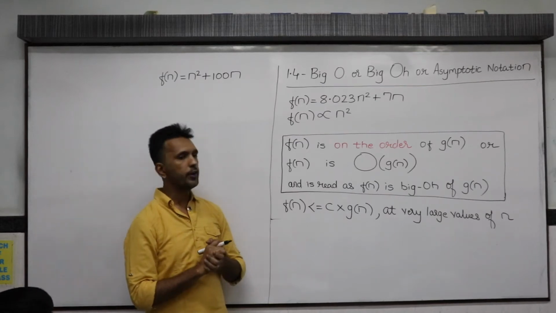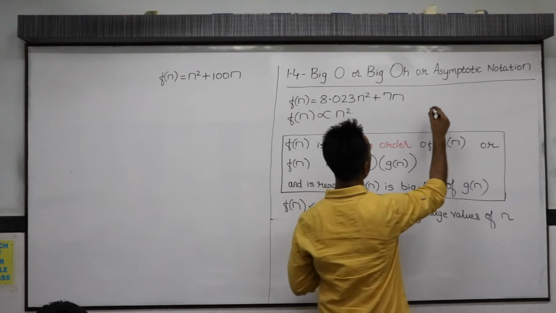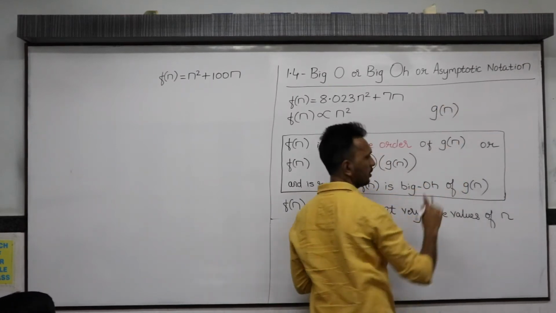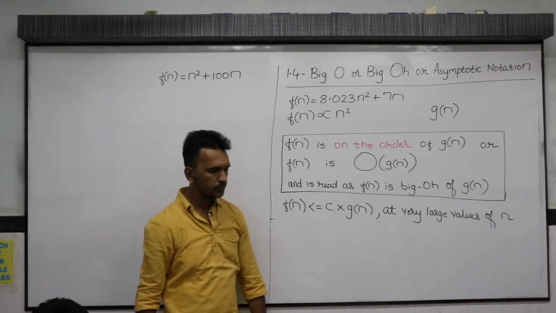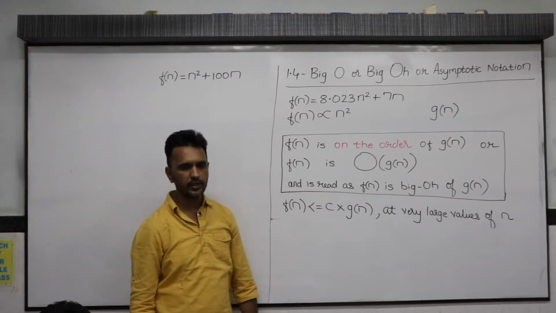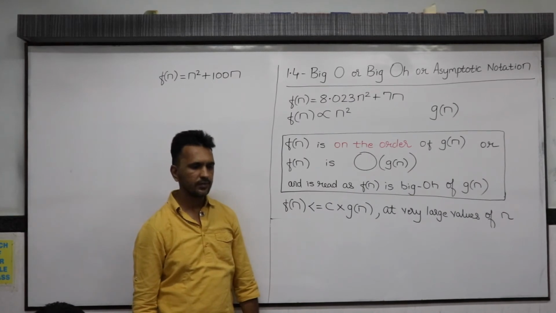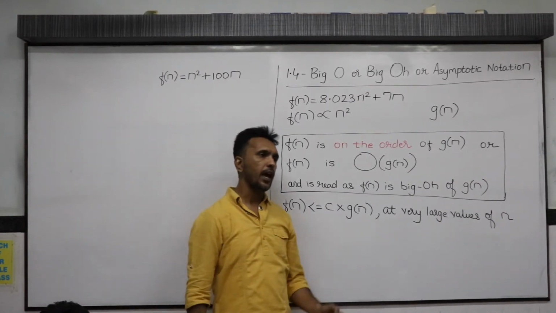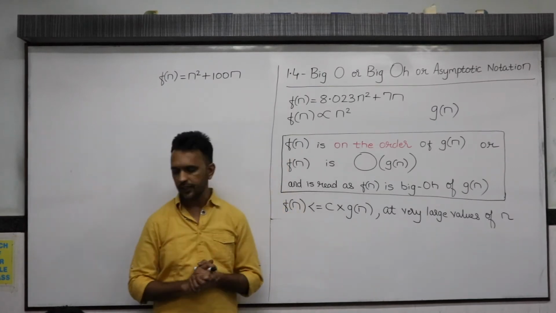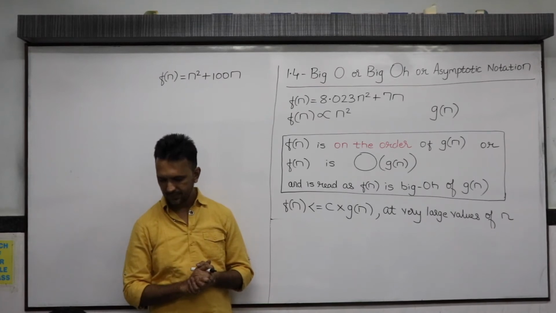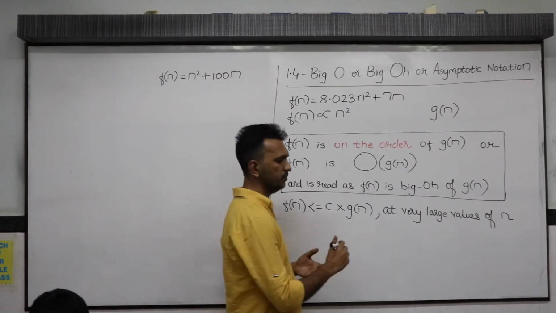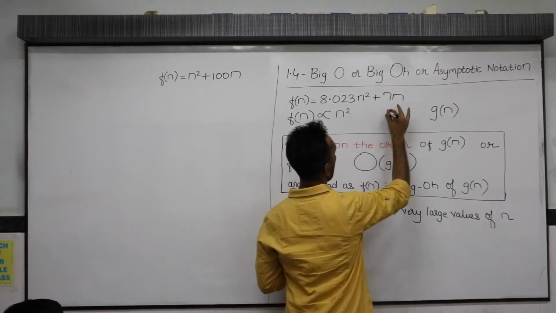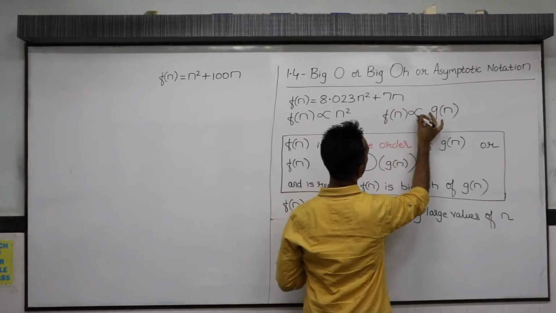Point number 2, if we designate n square as g of n, you can look over here. If we designate n square as g of n, then we may say that as the value of n keeps on increasing, like this, f of n directly proportional to g of n.